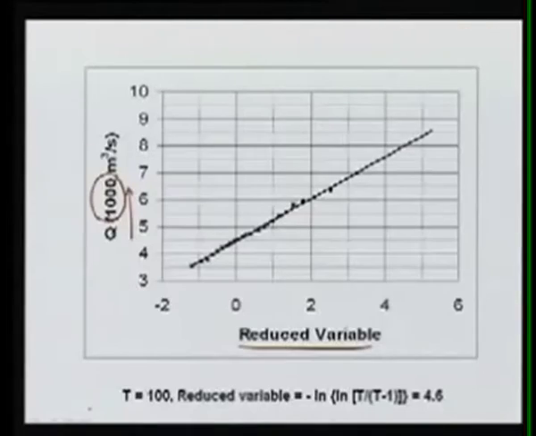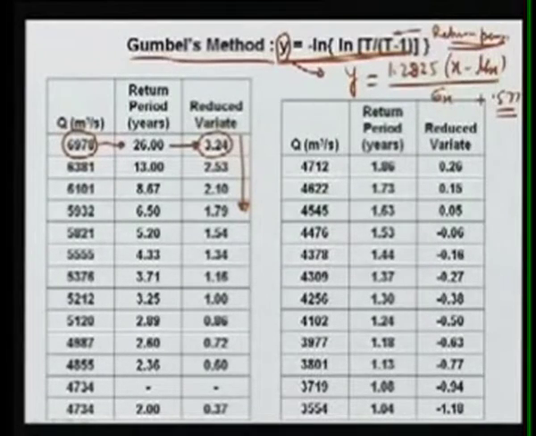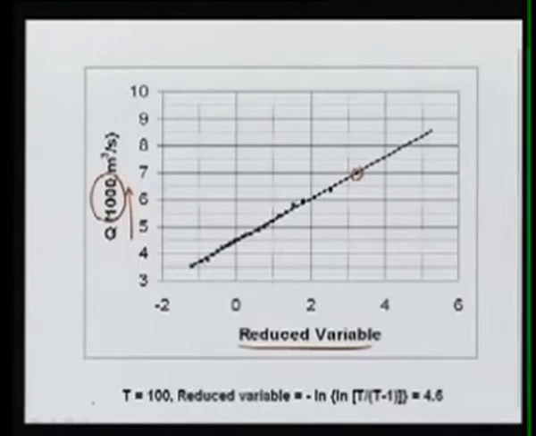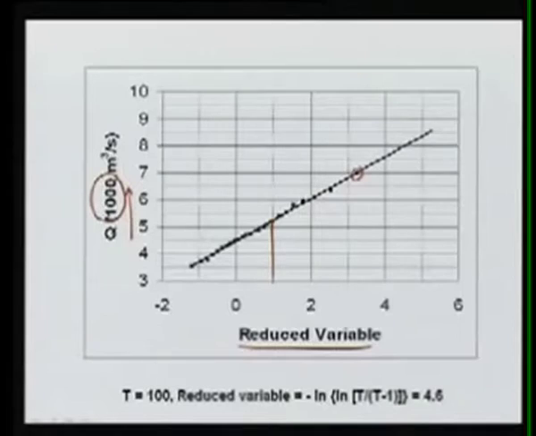So that 6978 point is shown here with the reduced variate of 3.24. Similarly, if we look at reduced variate of 1, q is 5212, so that corresponds to this point. So all the points can be plotted, and in this case if the data follows the Gumbel's distribution, they come on a straight line, very nice straight line, which can be extended to extrapolate the value for any return period.